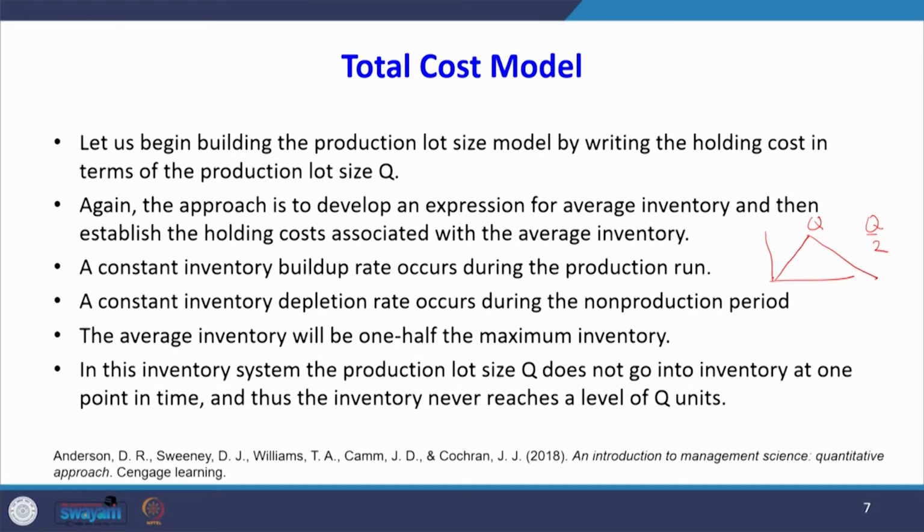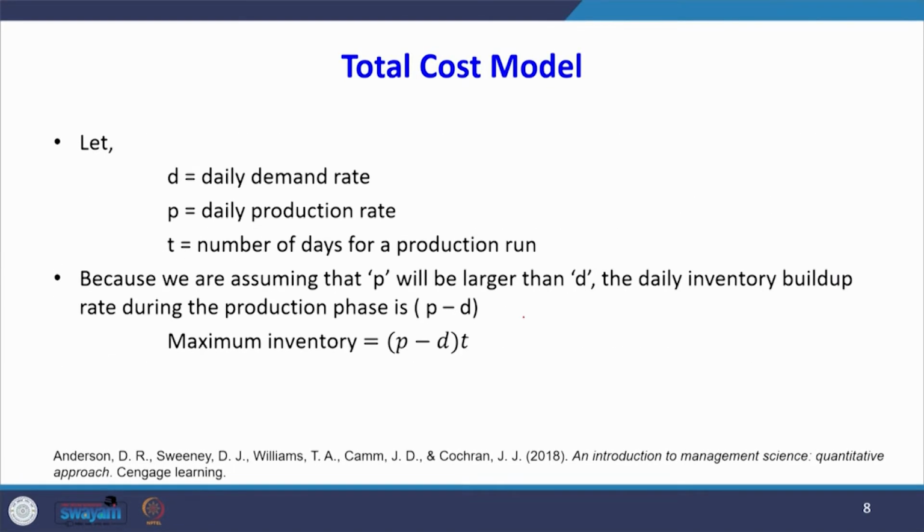You see that it is not a vertical line, it keeps on increasing, and thus the inventory never reaches the level of Q units, because the consumption is also taking place simultaneously. So, the inventory level never reaches Q units. Now, we will derive the expression for total cost.